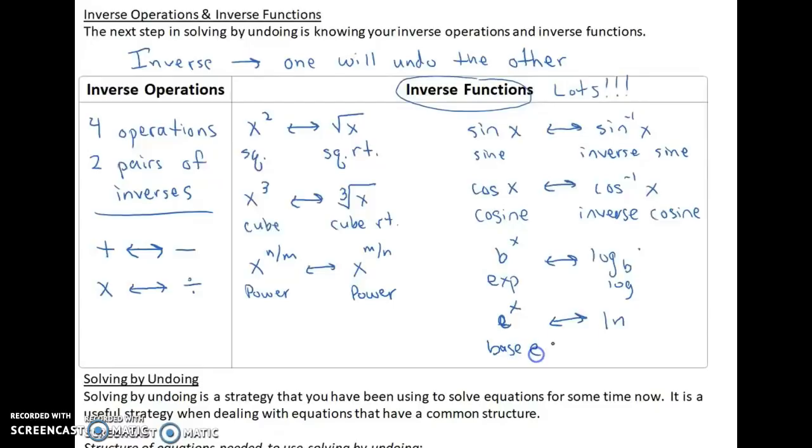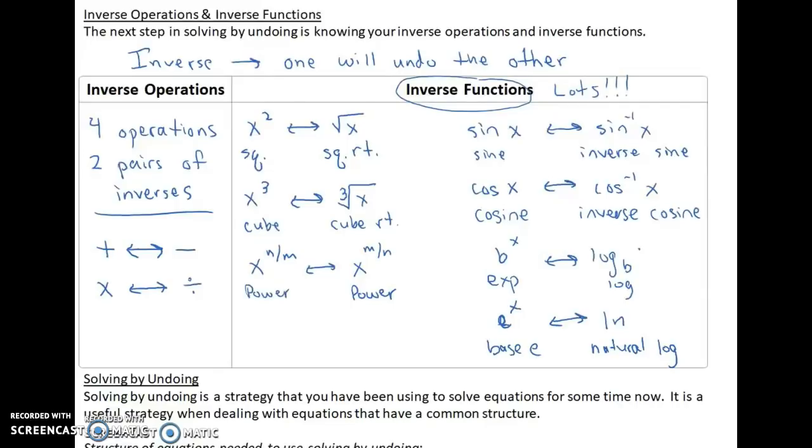And once again, I can go the other way. If I have a natural log of x, let's say, I could rewrite that as a base e, or if I have a log of some particular base, I could rewrite that as an exponential equation as well. So we'll see once again some other examples later on of those.